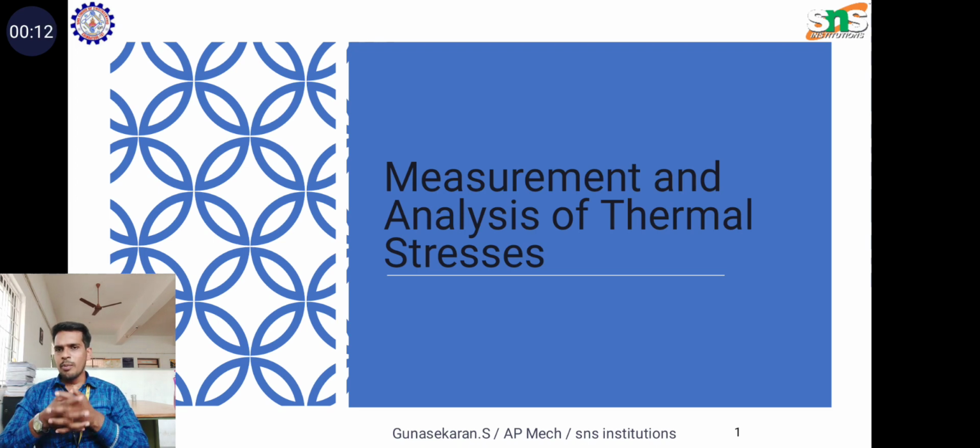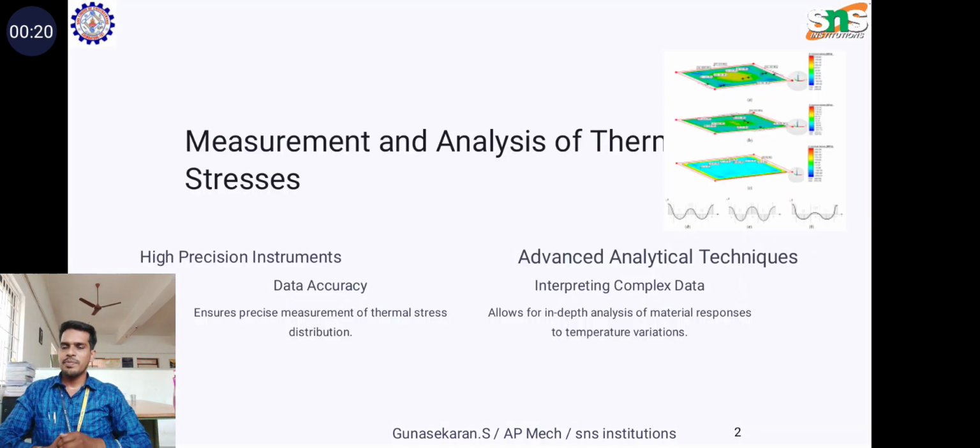Now we are seeing about measurement and analysis of thermal stress. It involves experimental techniques like strain gauge, thermal imaging and thermoelastic stress analysis. Finite element analysis, FEA, is commonly used for numerical simulation.